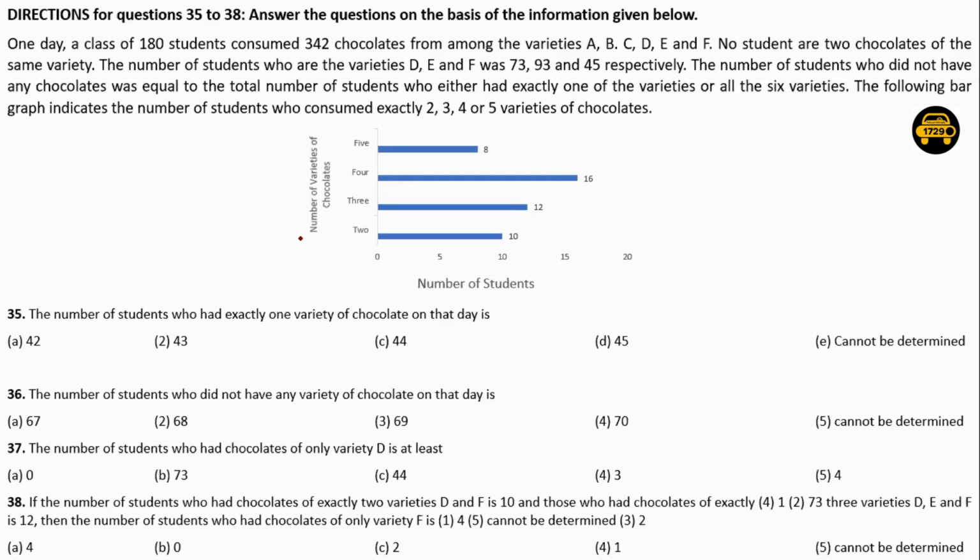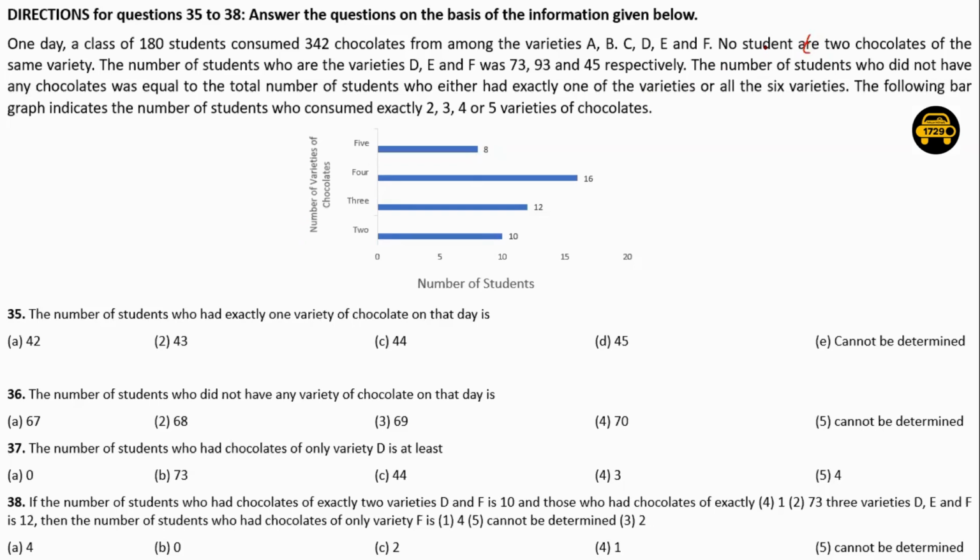So no student... Okay, this is a typing mistake. It's basically 8, right? It's quite obvious. So no students ate 2 chocolates of the same variety. That means if you take A, you can take only one A. If you want to take 2, you can take any other from B, C, D, E, or F, but you cannot take 2 A's, right?